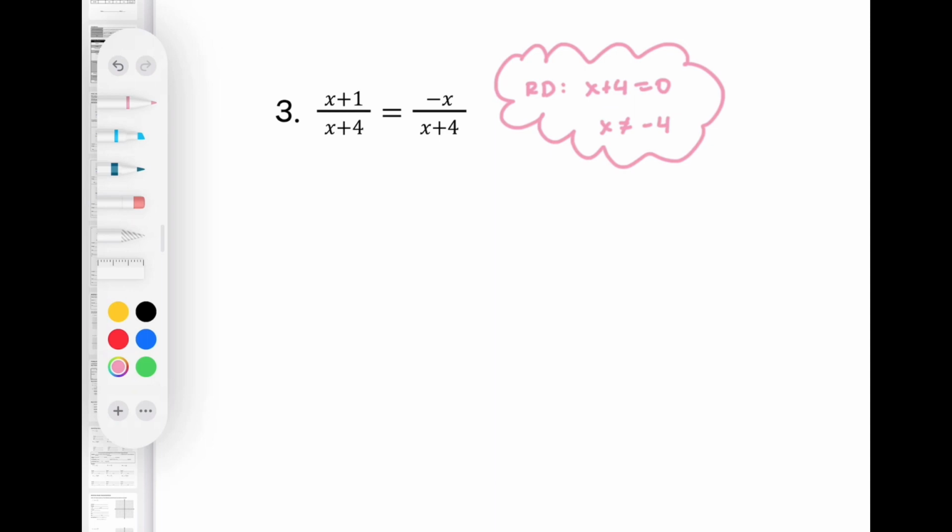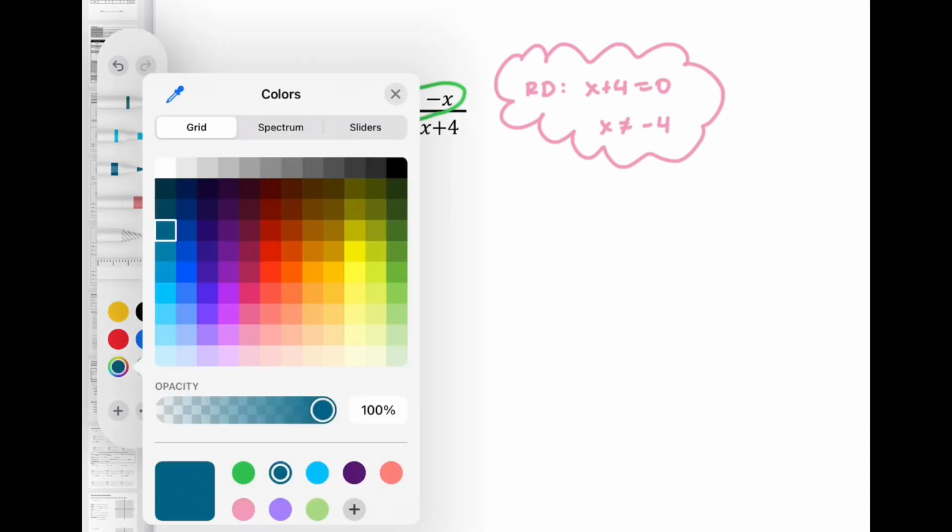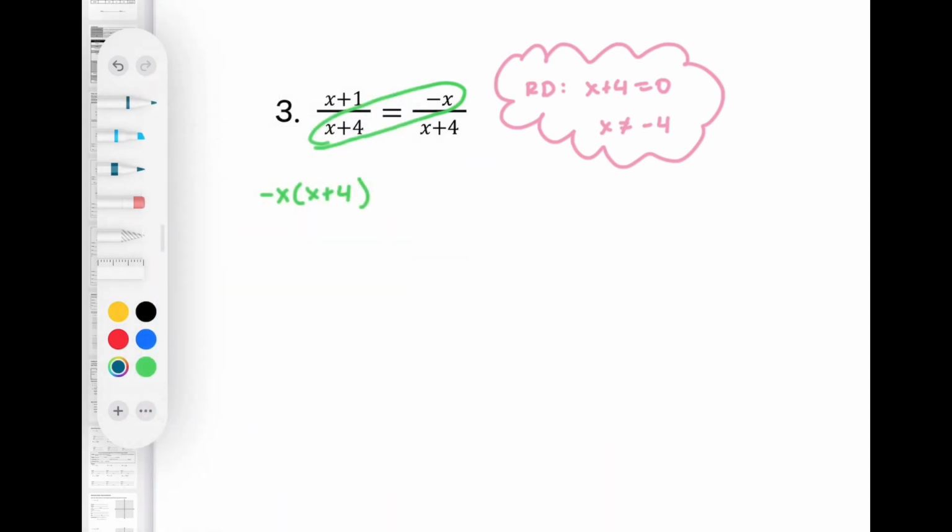So let's cross multiply. So we have negative x times x plus 4. Make sure you put them in parentheses, because I'm sure it's easy to forget that, and then you'll forget to distribute. So we need to multiply these two. So we'd have x plus 1, x plus 4. All right, and then let's multiply everything together, simplify, and solve our equation.